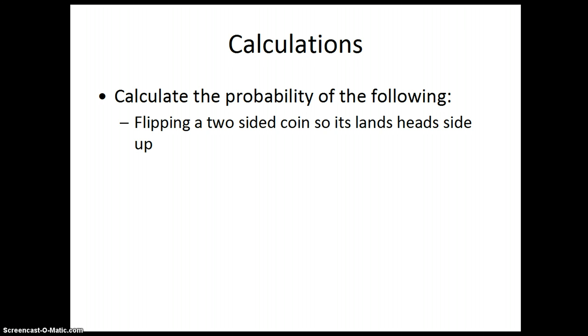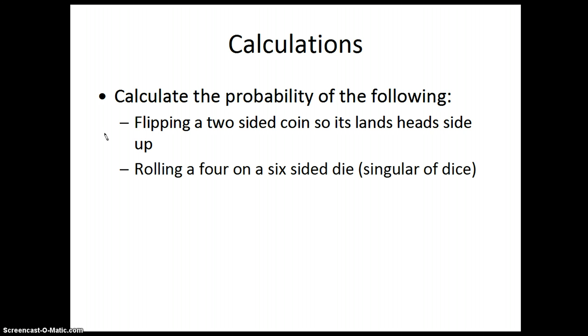Alright, so what is the probability of flipping a two-sided coin so it lands head side up? Well, you just have to make a little ratio here, and we want one event to happen. You divide that by how many things could happen. Two things could happen. So there's a 1 in 2 chance that you could flip a coin and get head side facing up. Let's try another one. Rolling a 4 on a 6-sided die. Well, if there's 6 sides, that's how many things could happen, and you only want one of those things. So you have a 1 in 6 chance of rolling a 4 on a 6-sided die.